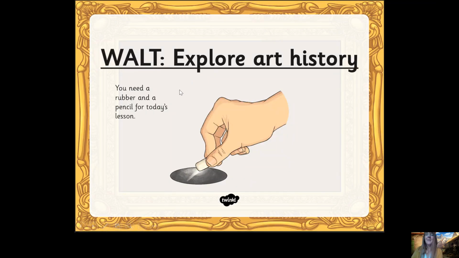It's really important that you've got a rubber and a pencil ready for today's lesson. If you haven't got that now, you can pause the video and go and get it. If you don't have a rubber at home, you might want to move on to the next inquiry lesson and come back to this one when you've got a rubber. You can collect a rubber from school the next time you go and collect your work pack, or you might have already got one at home. If you find one, you do need one for today's lesson. Okay, right, let's get started.